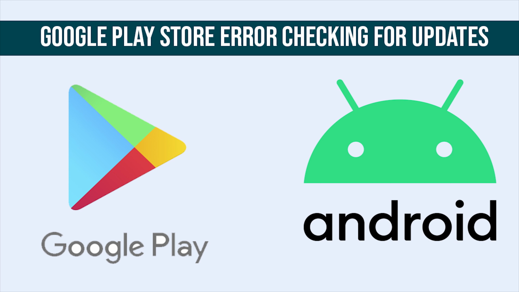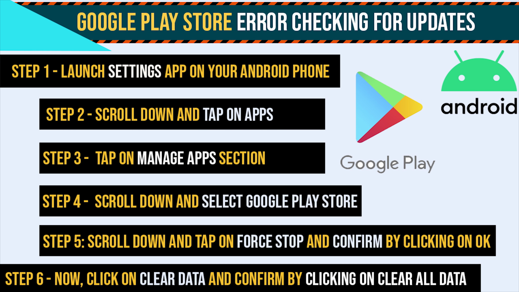If you're trying to update any app from Google Play Store from the My Apps section and it keeps showing the error "checking for updates," by following a few simple instructions and steps you can fix this error by clearing all data of the Google Play Store app and by force stopping the Google Play Store app. So, let's see in detail how to fix this error, checking for updates, on the Google Play Store app.